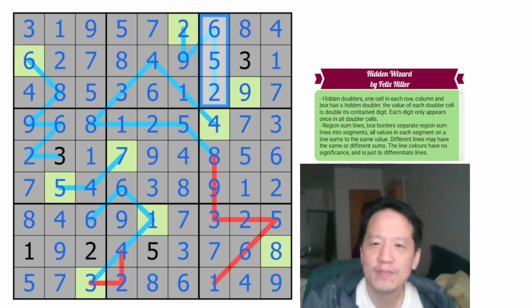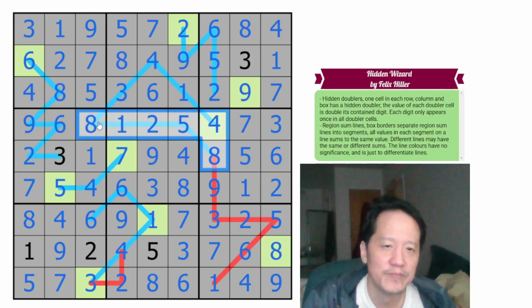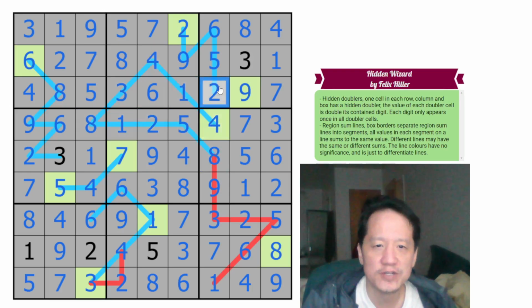Anyways, congrats, Felix, on your first puzzle. It's a very cool one. The logic here was very sound. It was very nice going through it.